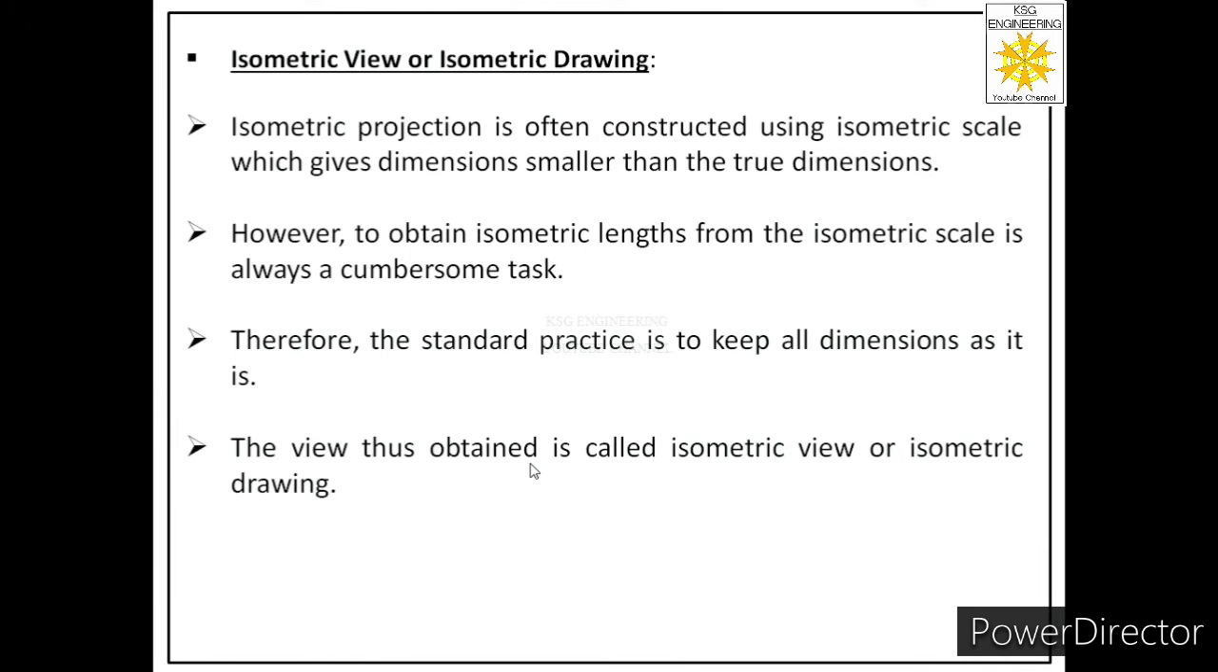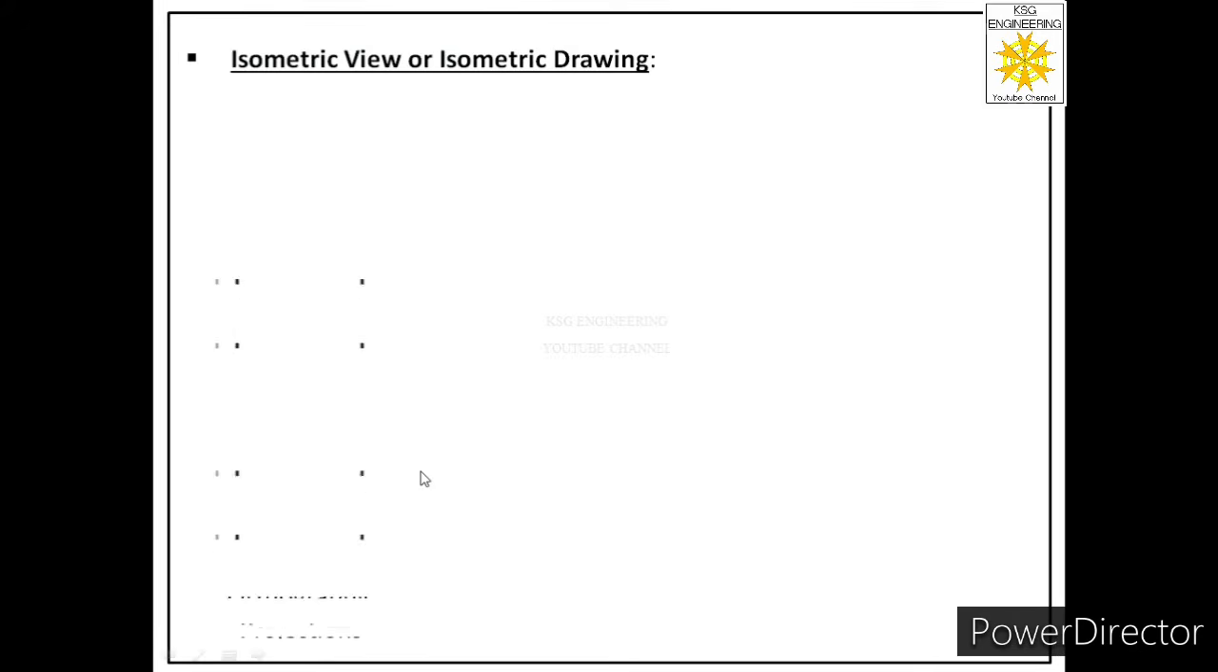So we have drawn isometric projections by following all the fundamentals, but we have used actual dimensions while drawing those projections. So whatever views we will get with that method, those views will be called isometric views or isometric drawing of the object. So let us understand that through an example.